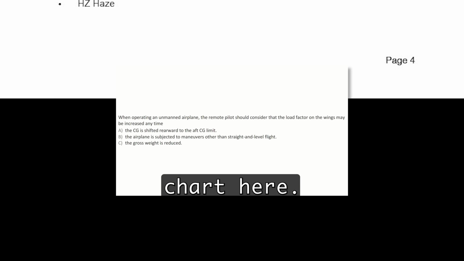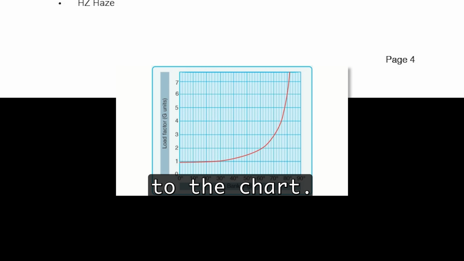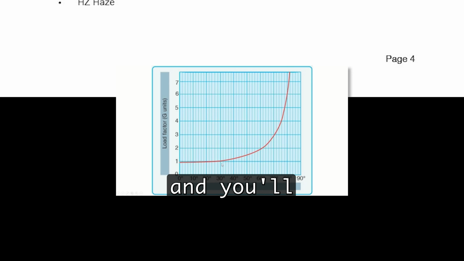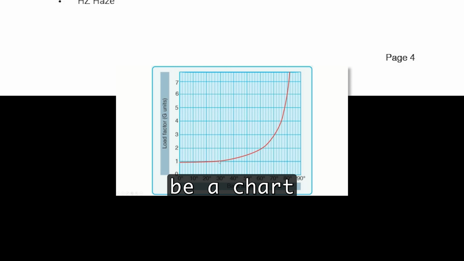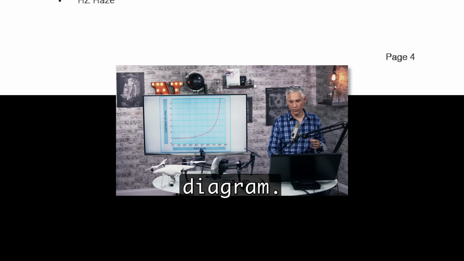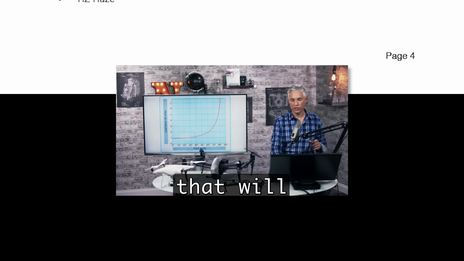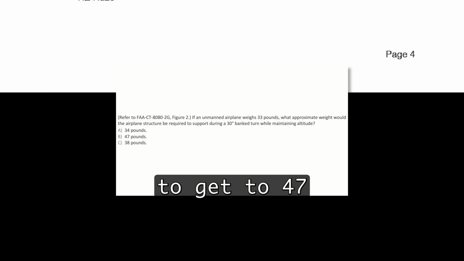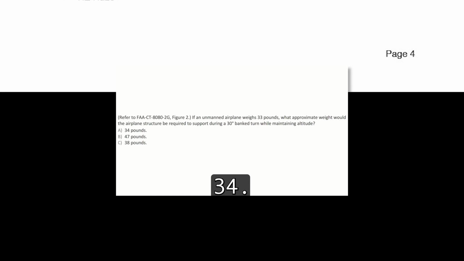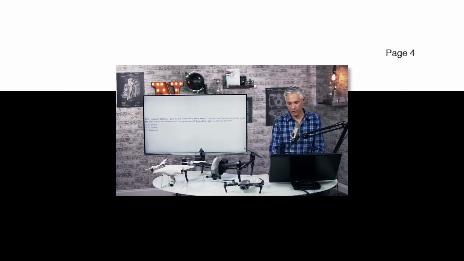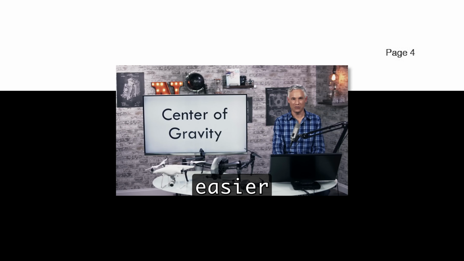So let's go back to our chart here. You'll look at 30 degrees and you'll go up here and you'll see it's at like 1.1. And there'll be a chart too, so you won't have to use this visual diagram. You'll multiply 33 times 1.1, and that will get you to about 38 pounds. It would have to be like 1.5 to get to 47 or something less than 1.1 to get to 34. This is like the one time you might need that little four-function calculator, but depending on how good you are at math, it might be easier than that.